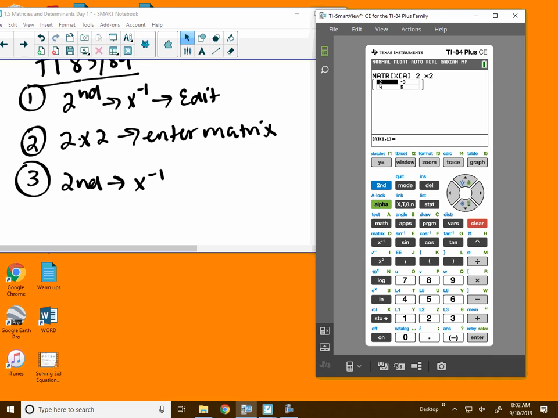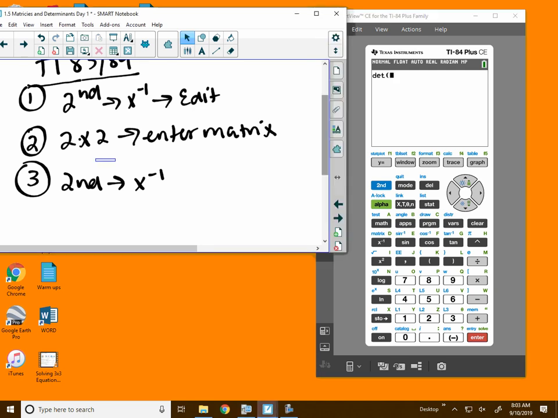If that did the same thing, press second, quit. You have to be on your normal screen. I apologize. So press second, X inverse, math, and then determinant. It should show up like this. Okay, second, mode, then we can do our inverse.